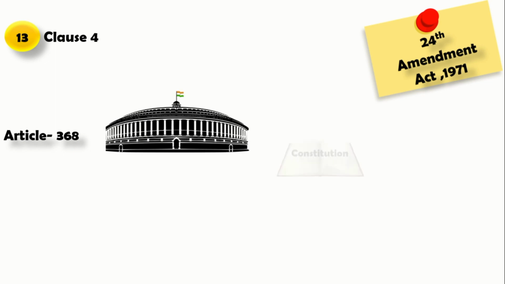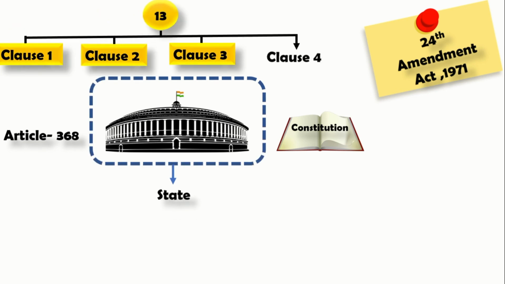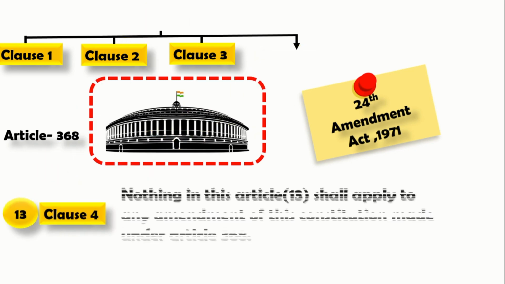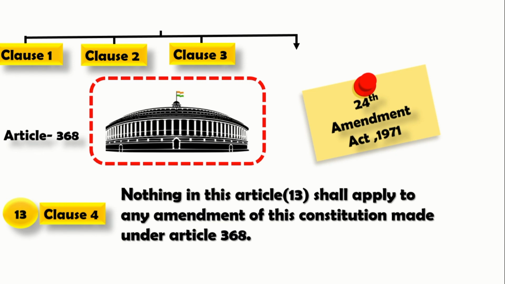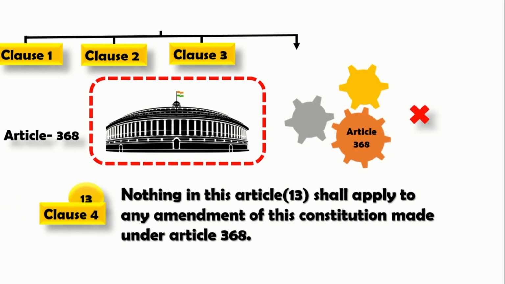Parliament has the power to make changes in the Constitution, but Parliament comes under the definition of a state, and Clauses 1, 2 and 3 of Article 13 restrict the state from making such laws which can violate fundamental rights of a citizen. So Parliament thought that its lawmaking power was being curtailed, and that's when Parliament passed the 24th Amendment Act to add Clause 4 in Article 13, which says, "Nothing in this article shall apply to any amendment of this Constitution made under Article 368." It means whatever amendment Parliament makes under Article 368 cannot be challenged under Article 13.